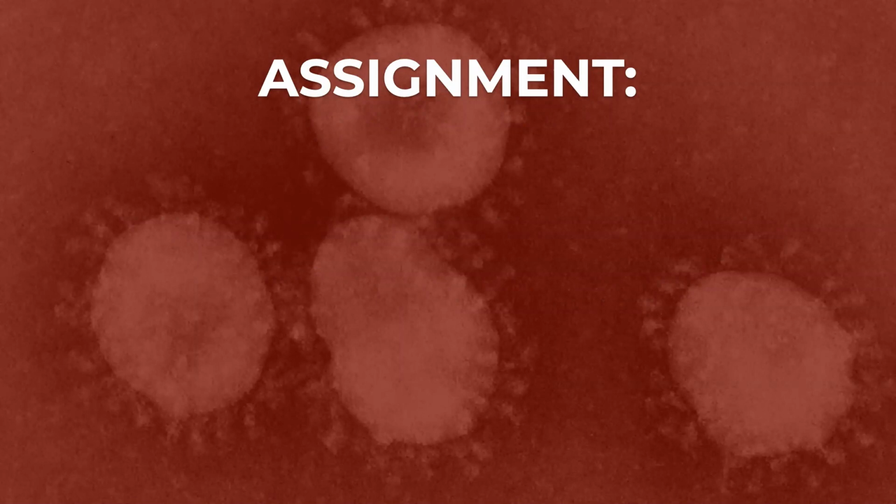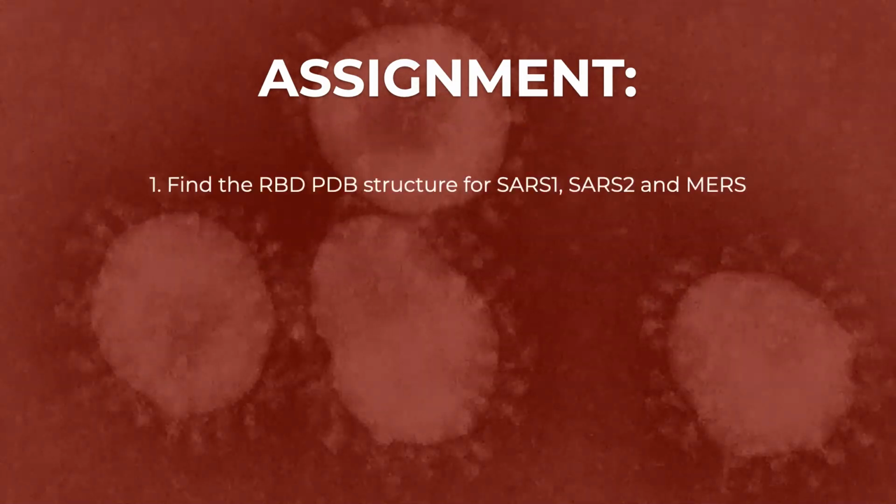Yes, I will show this just once again. So let me just put it up here. What is the assignment? Hopefully by going through these steps, you'll be able to really validate that you know how to find the sequences, you know how to work with them in 3D, you know the relationship between the sequence and the structure, and then how you can align them both structurally and at the sequence level. Okay, so number one, find the RBM PDB sequence structure for SARS-1, SARS-2, and MERS.